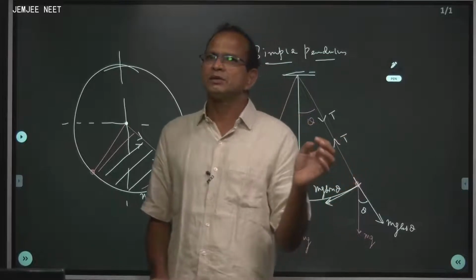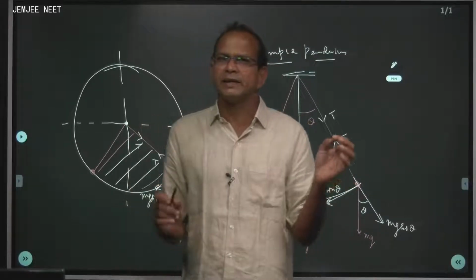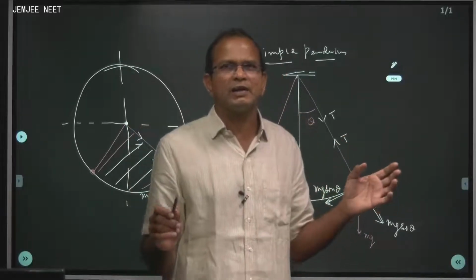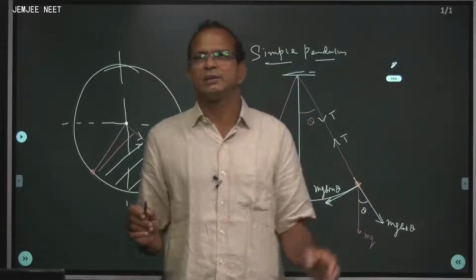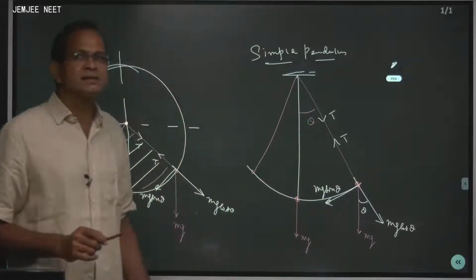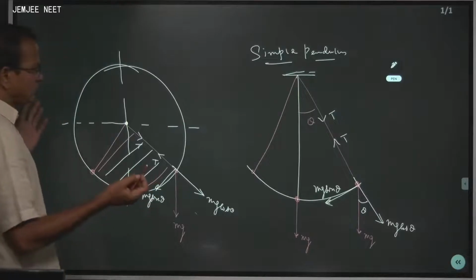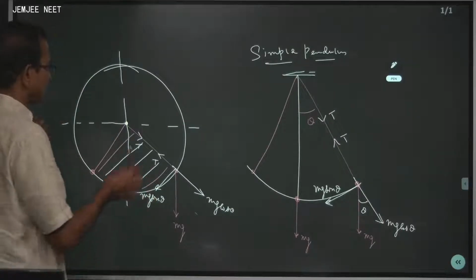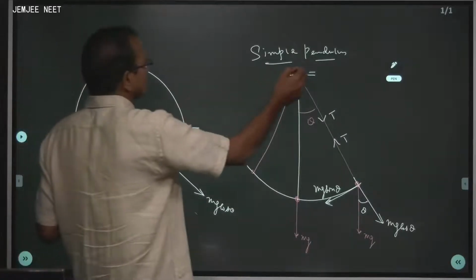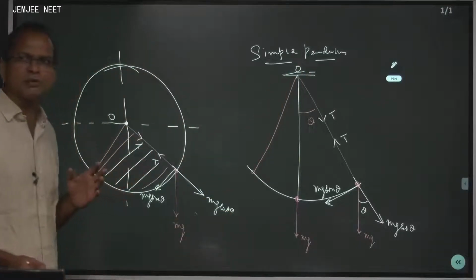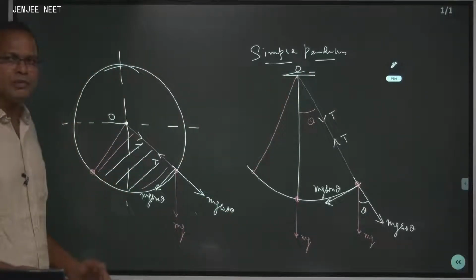Whether the particle goes a complete circle or a part circle, it needs the necessary centripetal force. Look at the situation. This is the center O. Who is going to give you the necessary centripetal force?